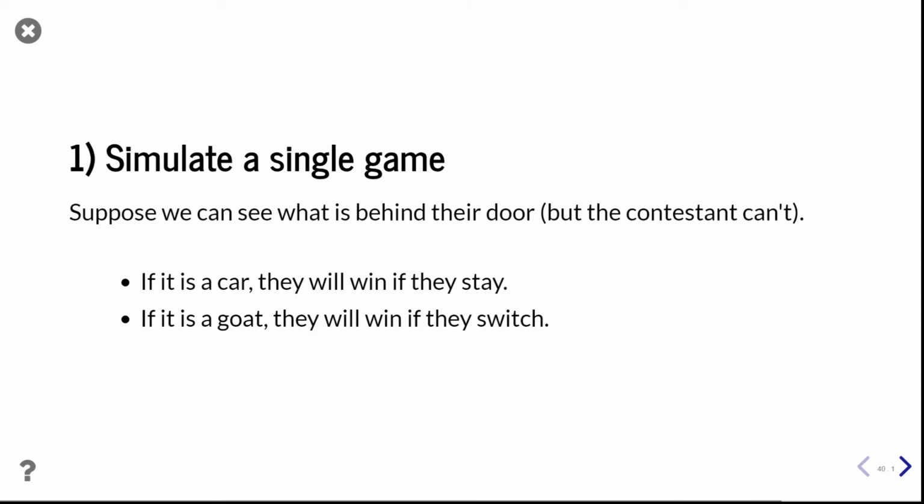Okay, so suppose we can see what is behind their door. I mean, the contestant can't, but we're the host of the show, so we can see. So if it's a car, then the winning strategy is to stay. But if it's a goat, the winning strategy is to switch. It's as simple as that. If it's a car, stay. If it's a goat, switch, and you will win.